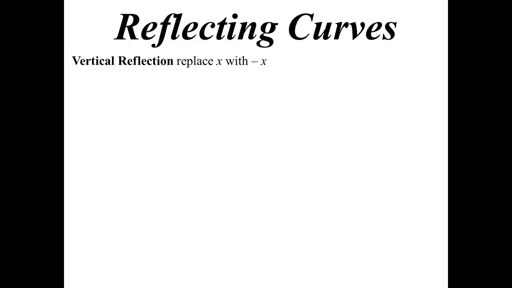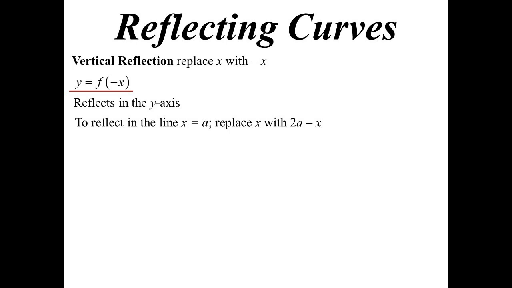Reflecting curves. A vertical reflection. So that's when we replace x with negative x. So we'd see function negative x. That would reflect in the y-axis or vertical. Now interestingly, you don't have to reflect in the y-axis. You could reflect in any line you like. You could reflect in the line x equals a if you replace x with 2a minus x. So when it was reflecting in the axis, a was 0, so you just got negative x. But in reality, this is how you reflect in any line, and let me show you why.